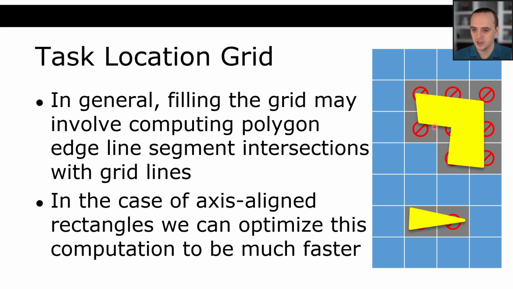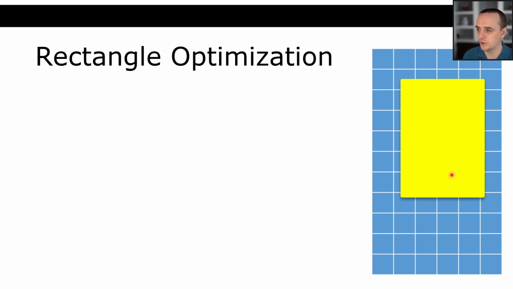However, if we restrict ourselves to rectangles instead of arbitrary geometry, we can do some really cool optimizations. So in the case of axis-aligned rectangles, which means they are parallel to these grid lines, we can optimize this computation to be much, much faster, okay? So this is what we're going to be doing in assignment 2. So in assignment 2, we're essentially going to be making our own grid-based navigation mesh for some environment that I'm going to give you, okay?